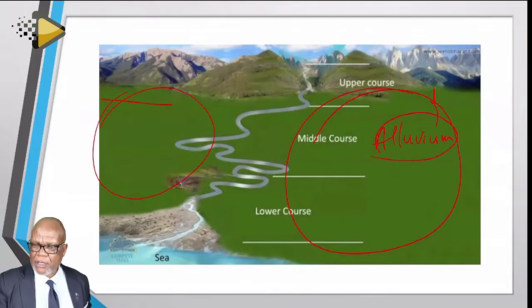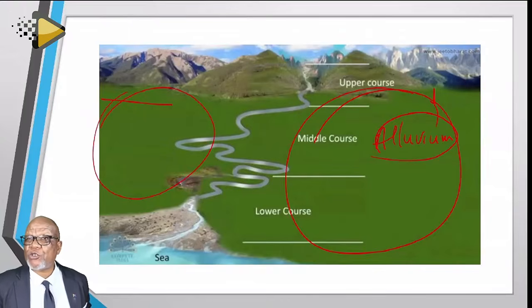So this floodplain is very useful for farming. What makes it useful for farming? Number one, it is its gentle gradient. Number two, it is access to water.